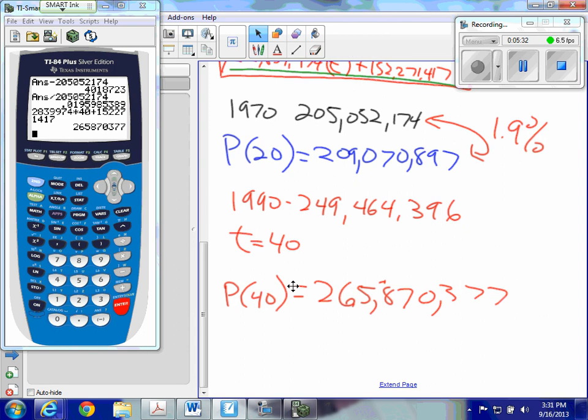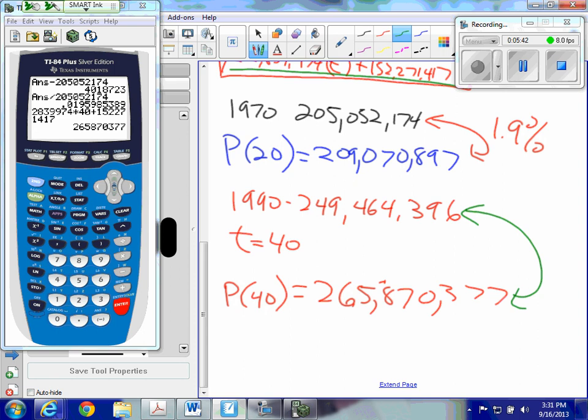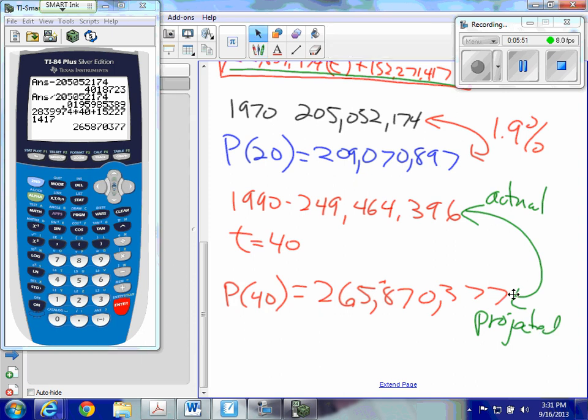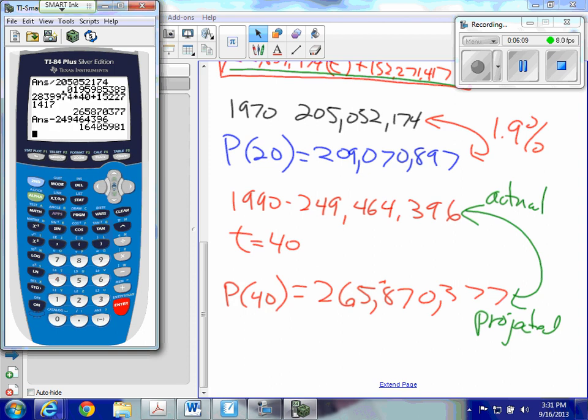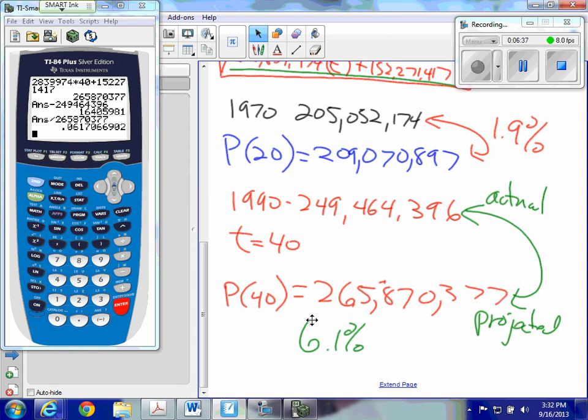So again, I need to look at the difference between these two numbers. This is the actual, and this is the projected according to our model. So if that was my projected, then I'm going to subtract 249,464,396, and then I'm going to divide it by 265,870,377. Well, I find out that I am 6% off, 6.1% off. And that is beyond my 5% tolerance.